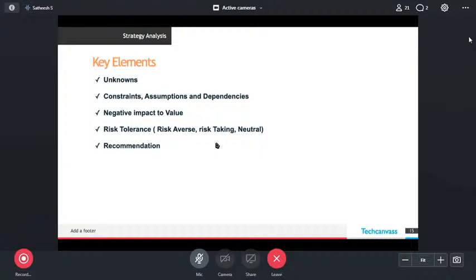So what do you document here? In your risk analysis results, you will document the risk tolerance of your organization. What is the negative impact to value? What are the constraints, assumptions, and dependencies you're calling out? And what can all be the hidden references? Let me give you a small example.